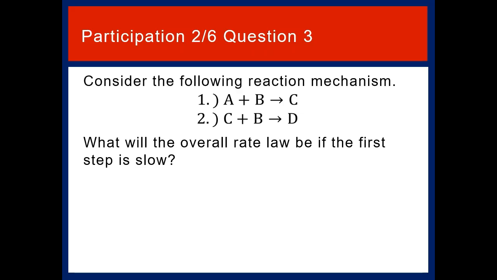Participation 2.6, question 3. Consider the following reaction mechanism. Step 1, A plus B yields C. Step 2, C plus B yields D. What will the overall rate law be if the first step is slow? Is the third question on participation 2.6, due Friday, February 6th at 11:59 p.m. over on Blackboard. Link to the assignment is right below the links to the document where there are the links to these videos. Again, consider the following reaction mechanism. A plus B yields C. C plus B yields D. What will the overall rate law be if the first step is slow?